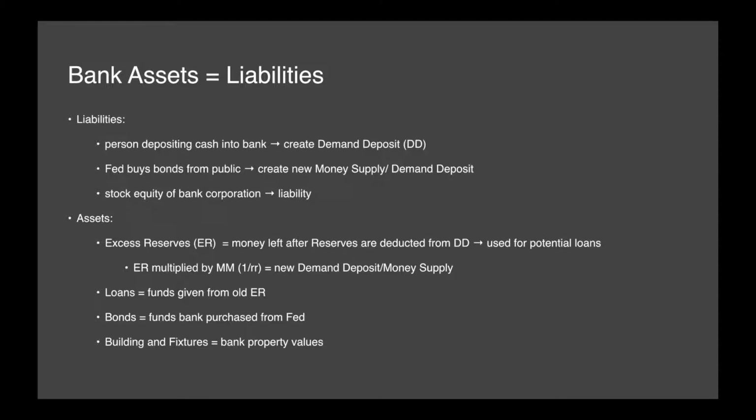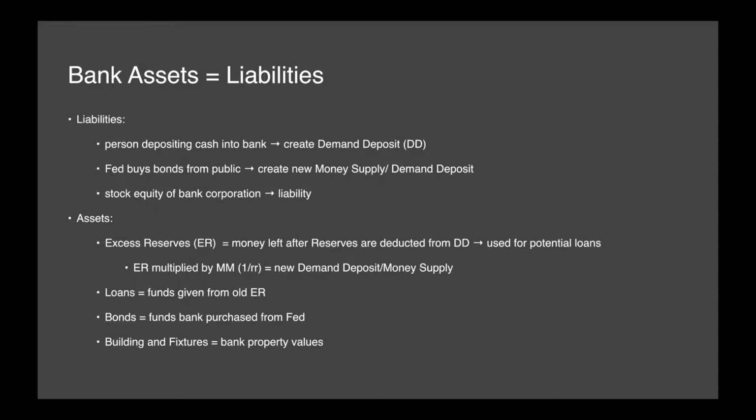The assets, meanwhile, are the excess reserves, or the money left after the reserve is deducted from the demand deposits, and this amount is used for potential loans to other people. The excess reserve is multiplied by the money multiplier, or 1 over the reserve ratio, to equal a new demand deposit. And overall, money is created out of thin air.